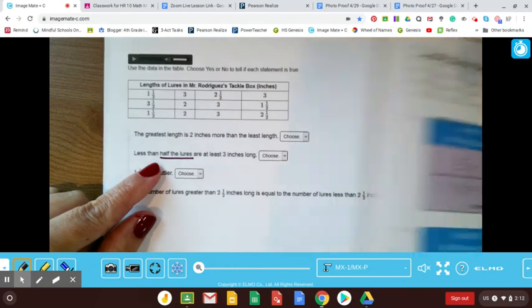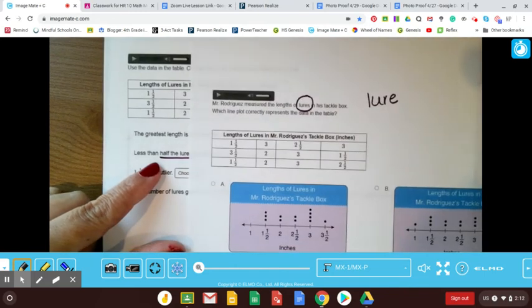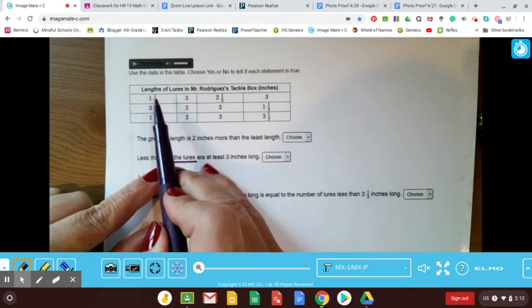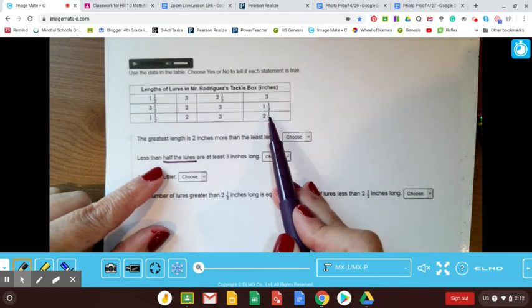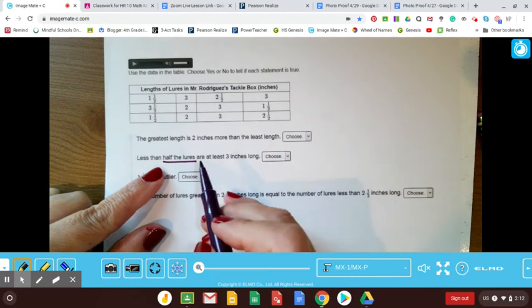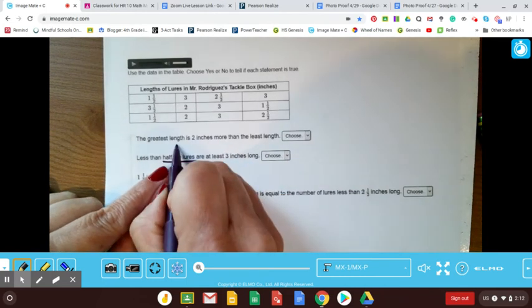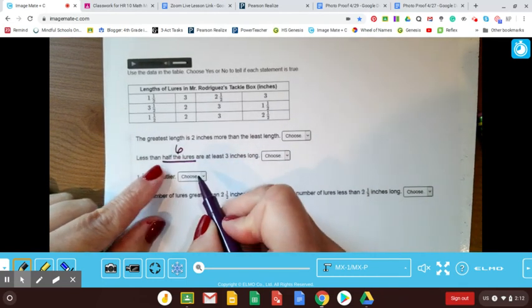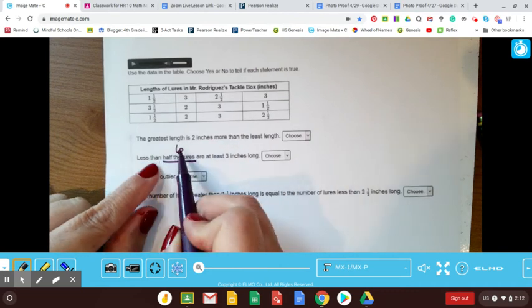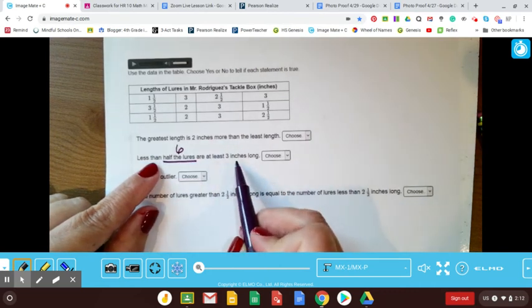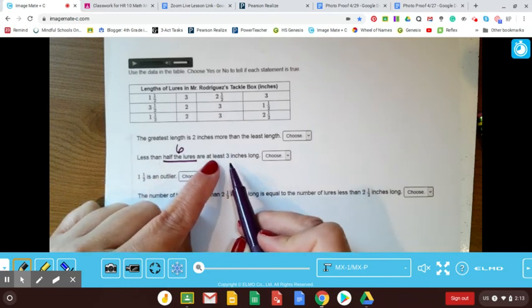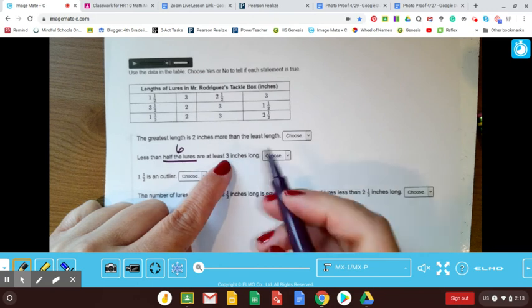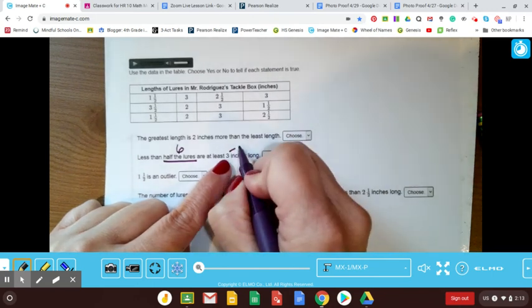All right, let's take a look again. How many lures does he have? Okay, let's see. He has 1, 2, 3, 4, 5, 6, 7, 8, 9, 10, 11, 12. So he has 12 lures. So half would be 6, right? So they're saying less than 6 are at least 3 inches long. At least means they could be 3 inches or more.